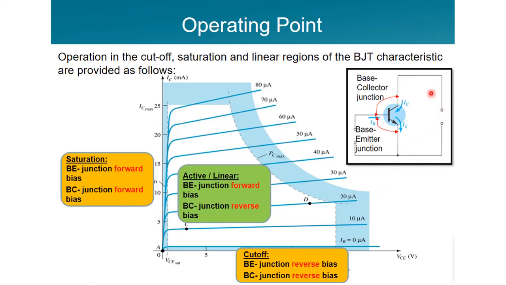Recall back, for this transistor, where the base emitter junction is here and base collector junction is here. So every time we mention the saturation, active and cutoff region, we must remember that the transistor is in each condition with the base collector junction and base emitter junction following this biasing.